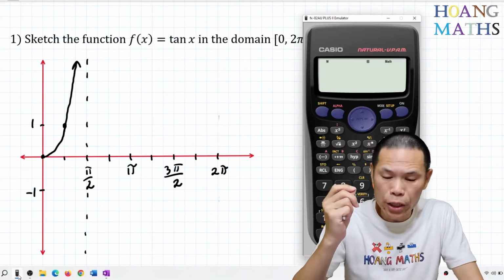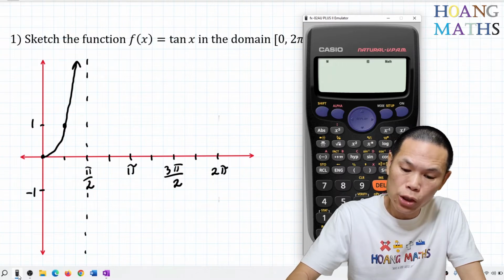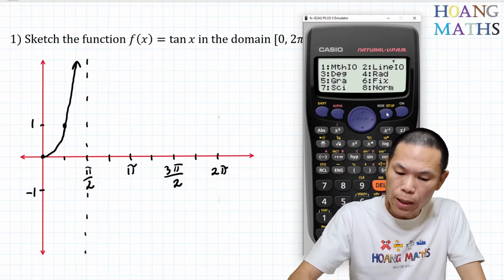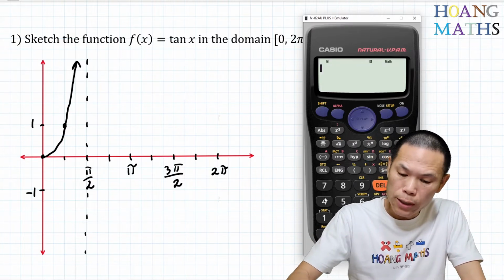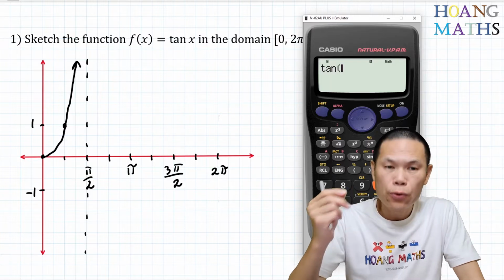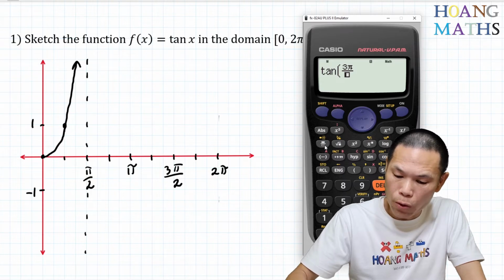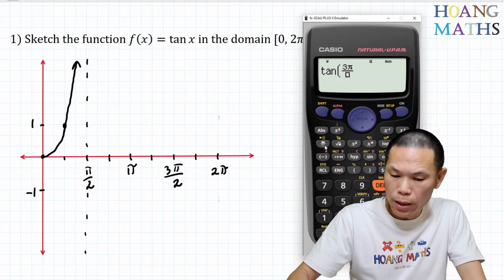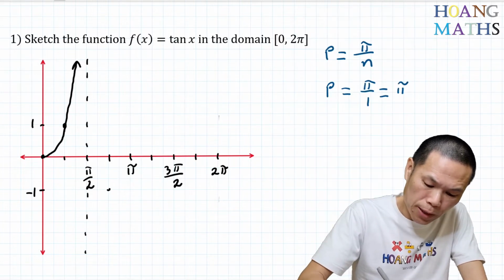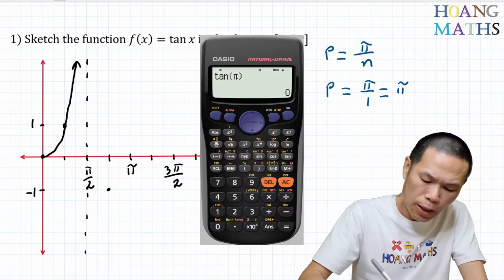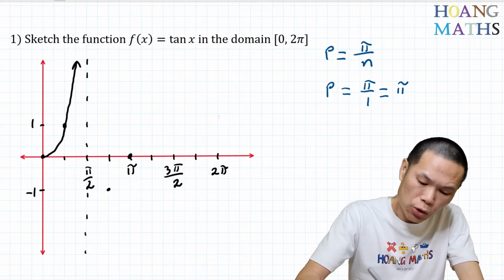So now we just change the calculator into radian mode first. We have to press shift setup, and then under radian, which is option 4. So now what I do is just go tan of 3 pi over 4. And it should give me negative 1. So there you go, so negative 1 is here. And we know that tan of pi, which is 180 degrees if you like, is 0. So there you go. Now we just join them up.